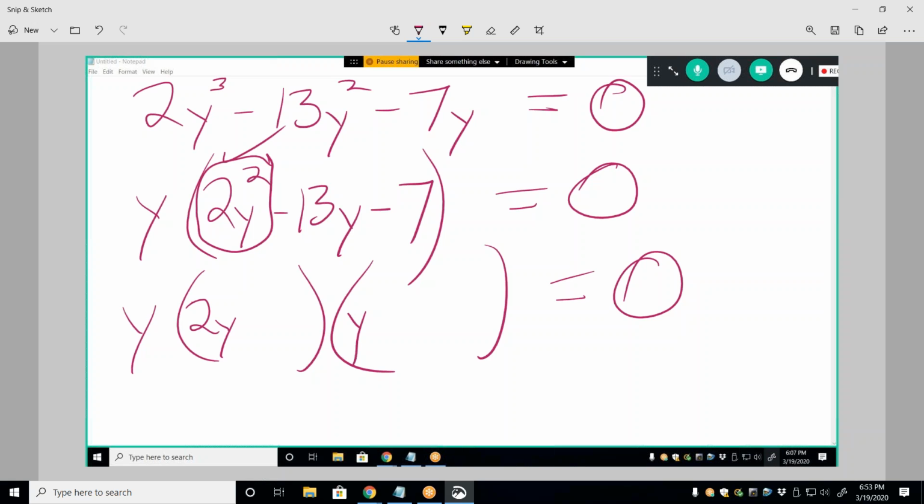If that was a 4y squared, I could split it up as 2y times 2y or 4y times y. So sometimes you'll get a big enough number that there are some choices as to how to split it up, but not with prime numbers. There isn't.